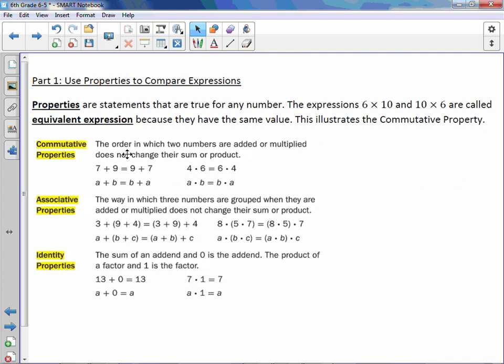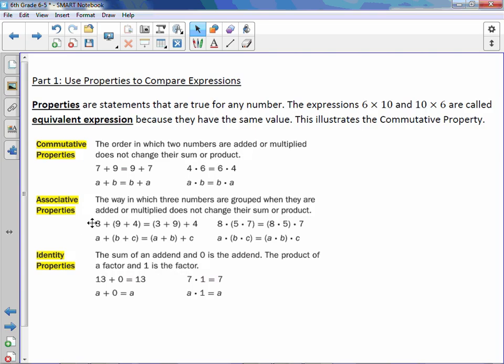Now there's a commutative property of addition and a commutative property of multiplication. What it states is that the order in which two numbers are added or multiplied does not change their sum or product. So in other words, 7 plus 9 is the same as 9 plus 7. Similarly, 4 times 6 is the same as 6 times 4. So the numbers can switch around when you add or multiply, and it will not change the sum or product.